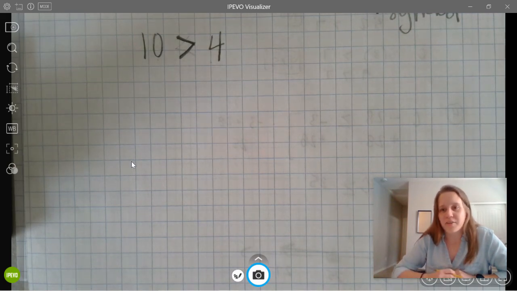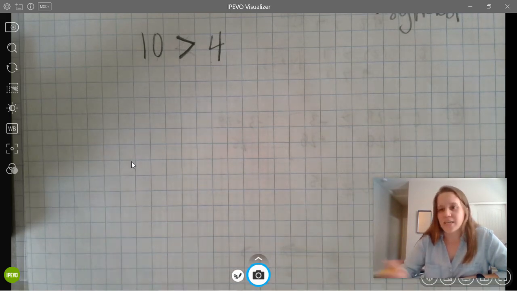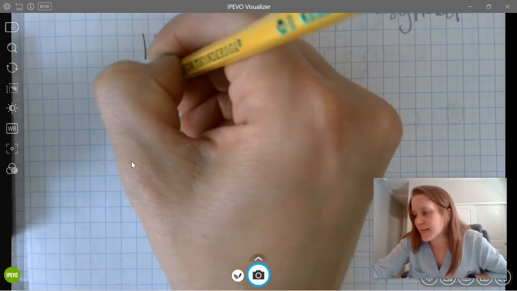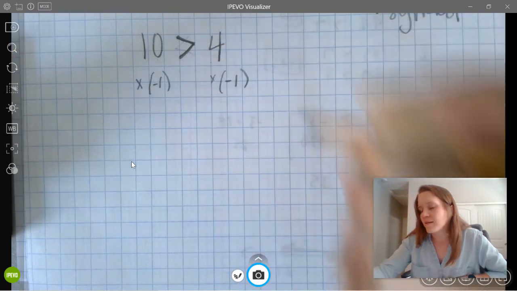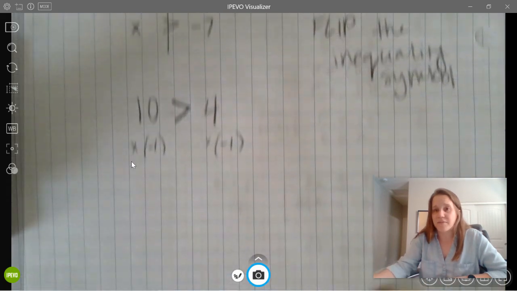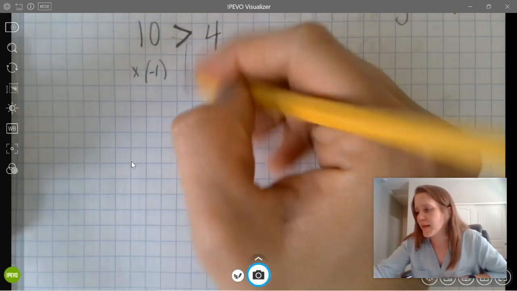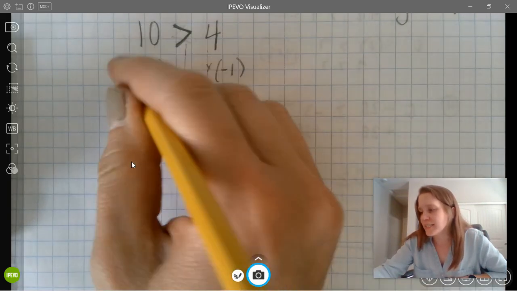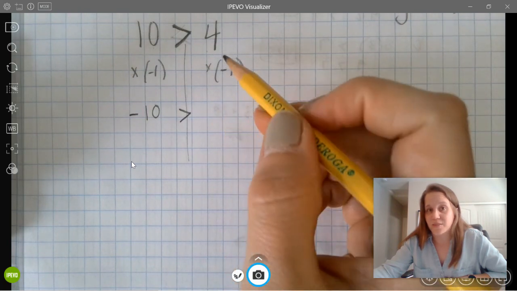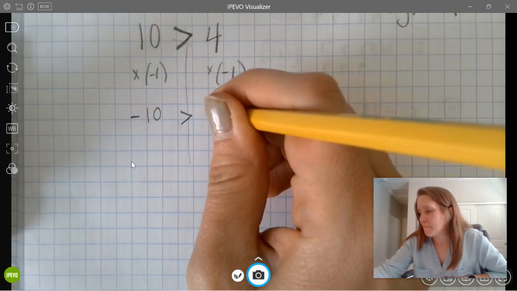Okay, if 10 is greater than 4, and are we in agreement we can do the same thing to both sides, right? Like I could add 1 to each side. I could multiply each side by 2, and I'd still get a true inequality, right? Okay, so I'm going to go ahead and multiply by -1 on each side. Because I told you just a second ago that if you multiply or divide by a negative number, then I have to flip the inequality symbol. So I'm going to try multiplying by a negative number on each side. So 10 times -1 is -10. I'm not going to flip the inequality sign because I'm going to show you why this is wrong. Right? 4 times -1 is -4.